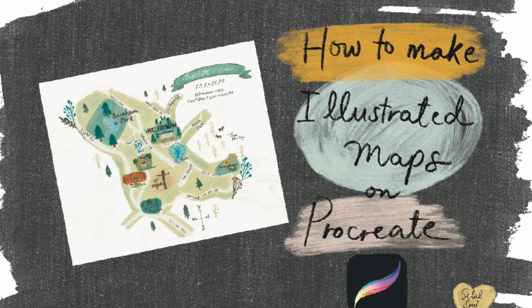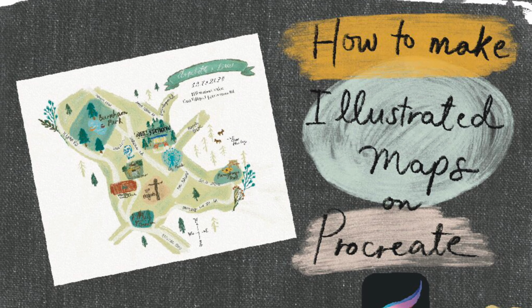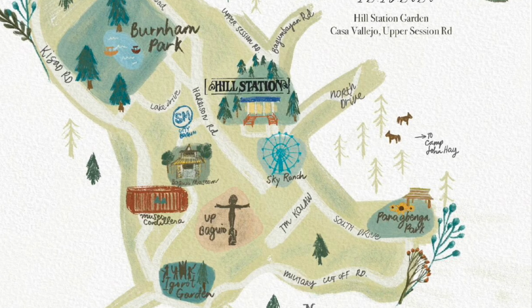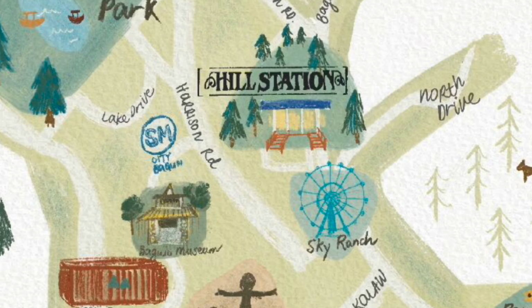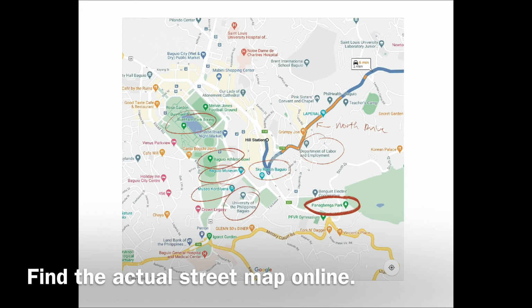Today I will teach you how to make illustrated maps on Procreate. So I made this entirely from Procreate, and it's a map of Baguio City. I made this for a wedding invitation. So yes, I'm zooming in on Hill Station, which is the venue for the wedding.